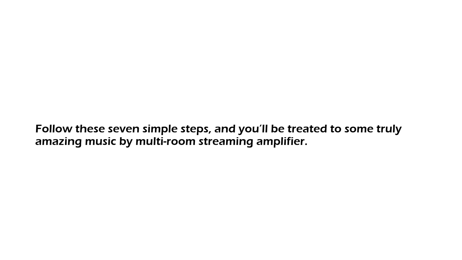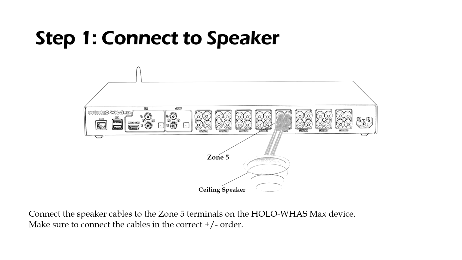Follow these 7 simple steps, and you'll be treated to some truly amazing music by your multi-room streaming amplifier. Step 1. Connect to speaker. Connect the speaker cables to the Zone 5 terminals on the HOLO-WHAS Max device. Make sure to connect the cables in the correct plus or minus order.